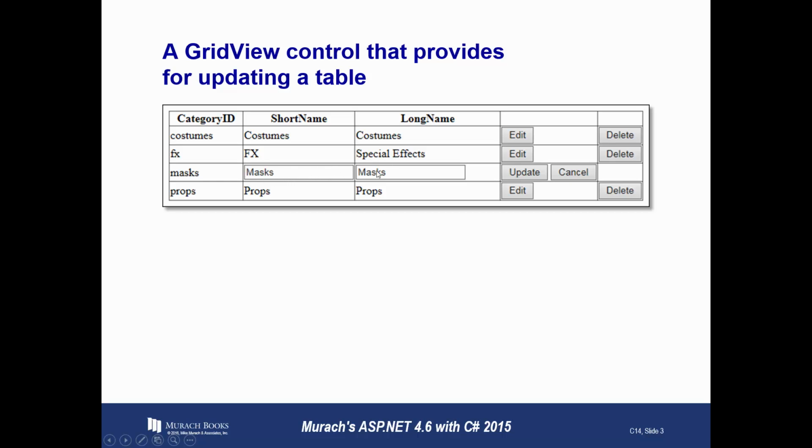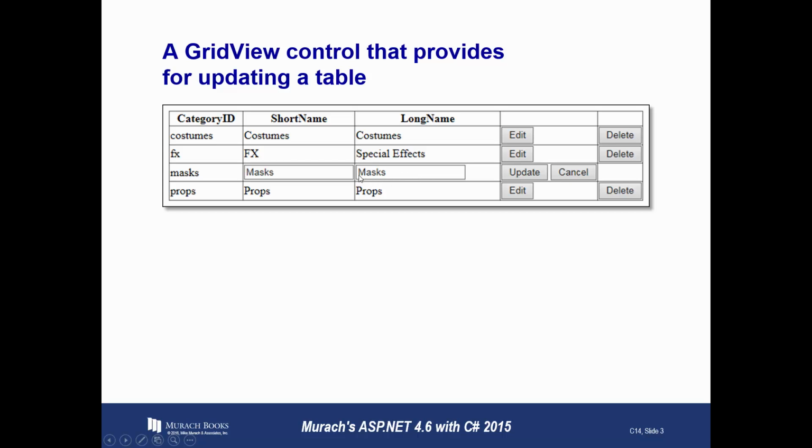Notice a couple of things. These look like text boxes. If we wanted to change the short name or the long name, we would be able to do that now. But notice we don't get a text box in our primary key field. We cannot change that. If we make the long name Scary Masks and click Update, now it's been permanently changed.